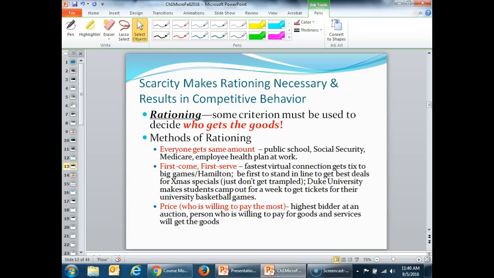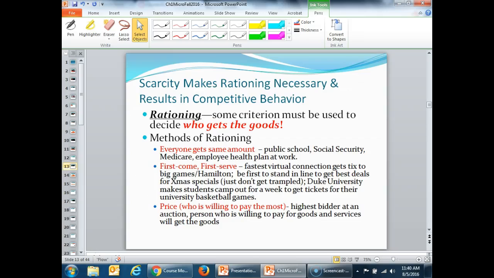So we could ration our goods so that everybody gets the same amount. This is kind of like what government does a lot, is they have something to distribute, such as health care to the elderly, and pretty much everybody gets the same amount. You all get options for the same Medicare policies. Social Security, public school, employees' health plans at work, these are all kind of the methods of rationing. Who gets that health care? Everybody gets the same amount.